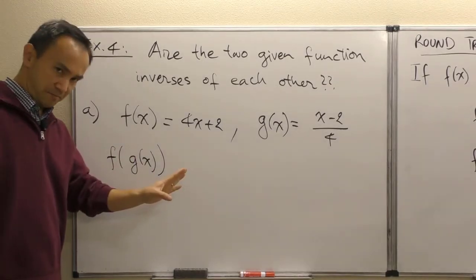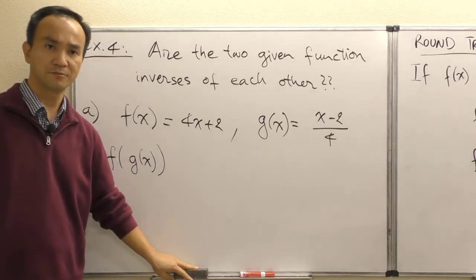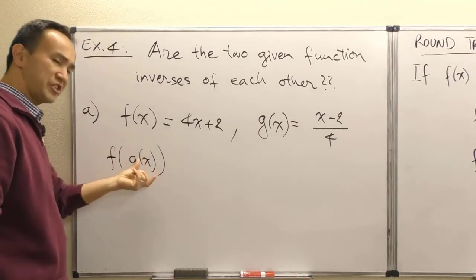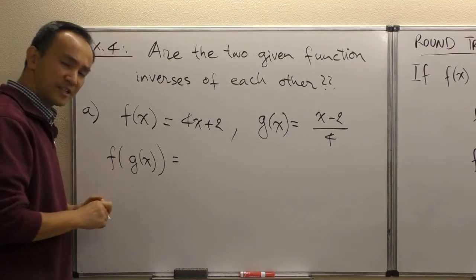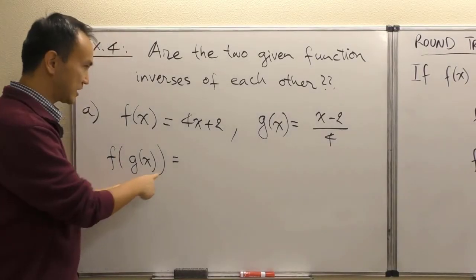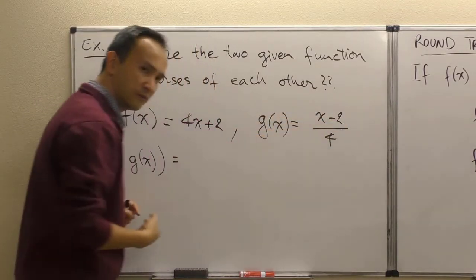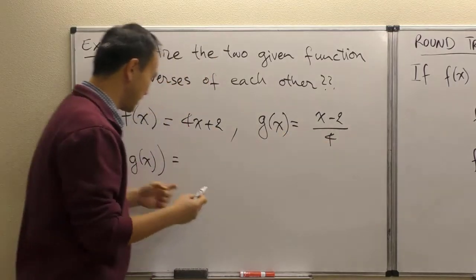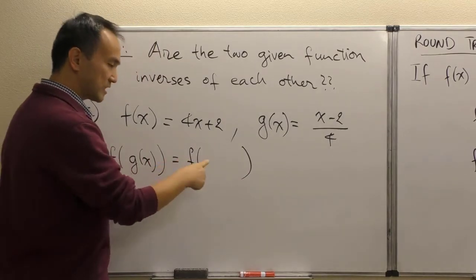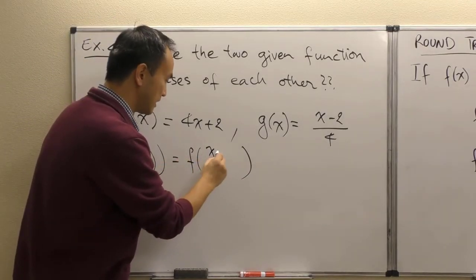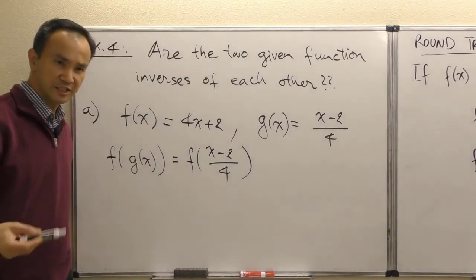Just earlier, I verified G of f was equal to x. We got that verified. And now I'm going to do f of G. Now G is playing in place of the input of f. But G is this rule over here, x minus 2 over 4, or that expression x minus 2 over 4. So I'm going to take that expression and substitute it into our function f as the input. So f is now going to take x minus 2 over 4 as its input.